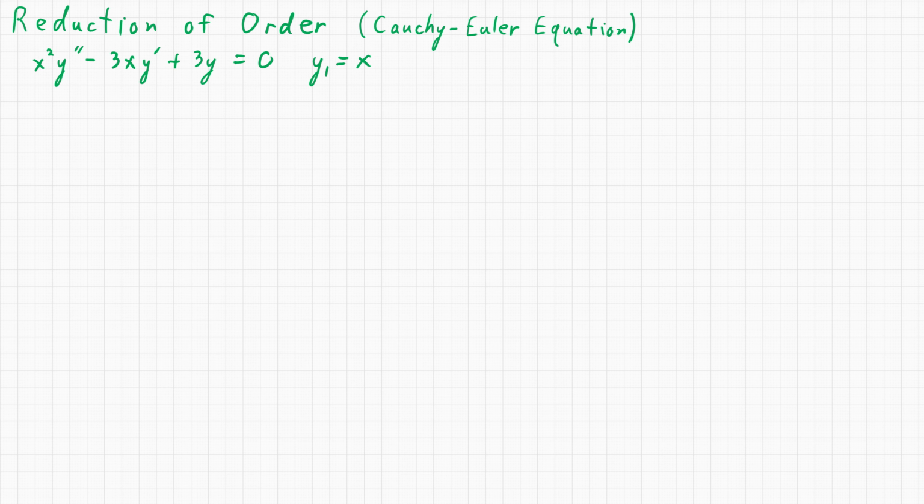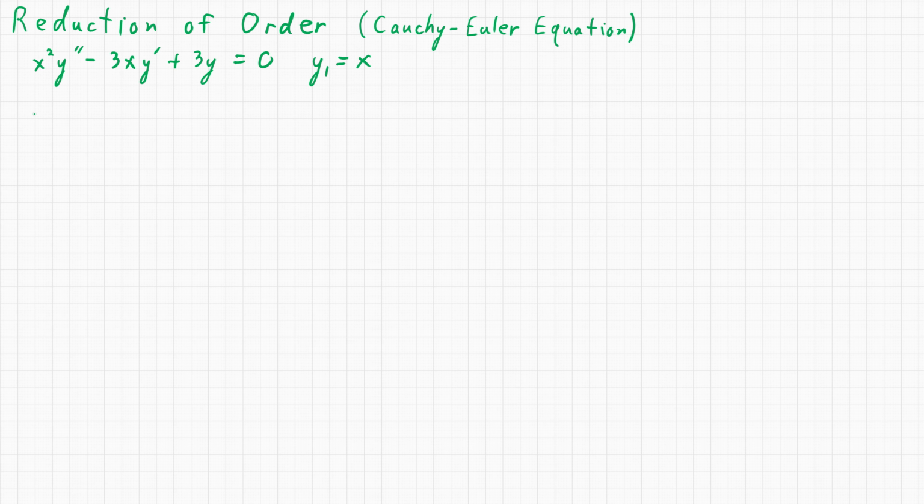Here we're going to apply reduction of order to this differential equation: x squared y double prime minus 3xy prime plus 3y equals 0. The first homogeneous solution we're given is y1 equals x. And this is actually an example of a Cauchy-Euler equation, you can see later on, but we're going to just apply reduction of order to this.